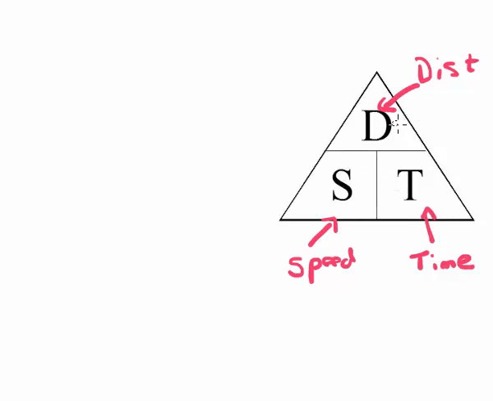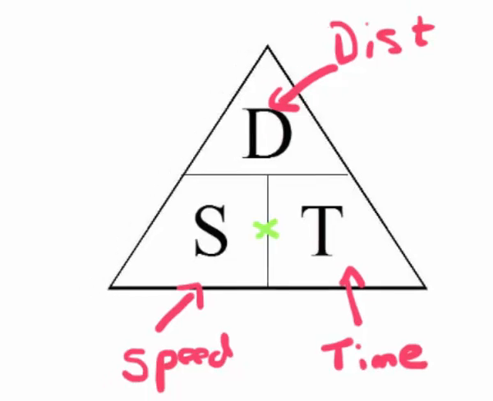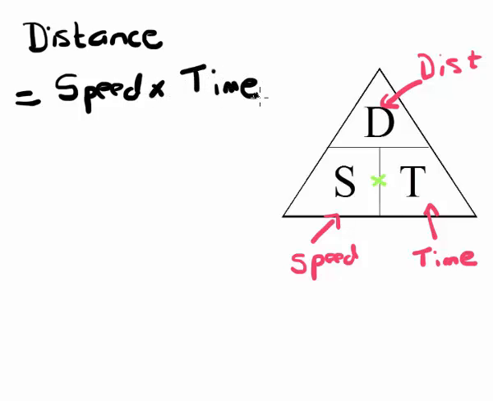So if you have a look, the top one here is distance. So if we are looking for our distance, we have to take the two at the bottom. Because they are side by side, we are going to be multiplying the two quantities. In other words, if we have to calculate a distance, then our distance is going to be equal to our speed multiplied by the time taken to cover the particular distance.